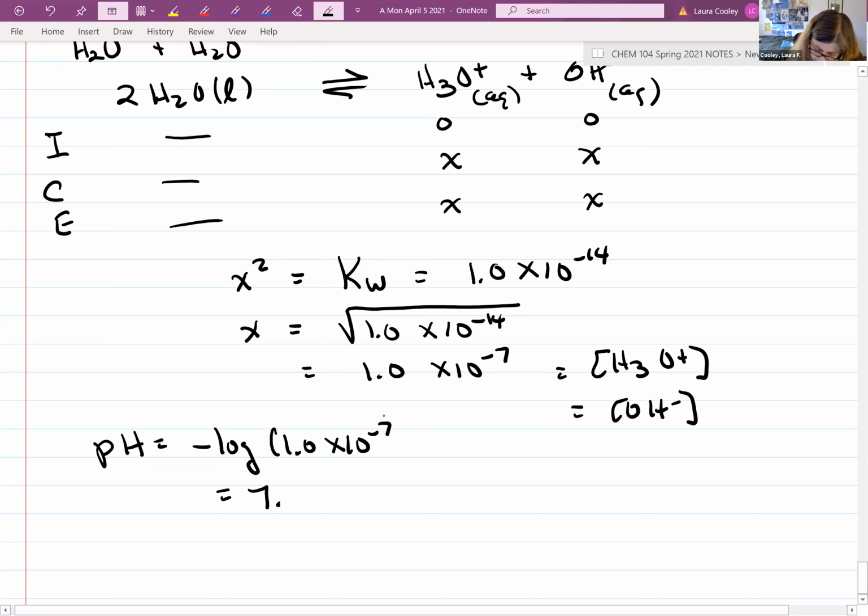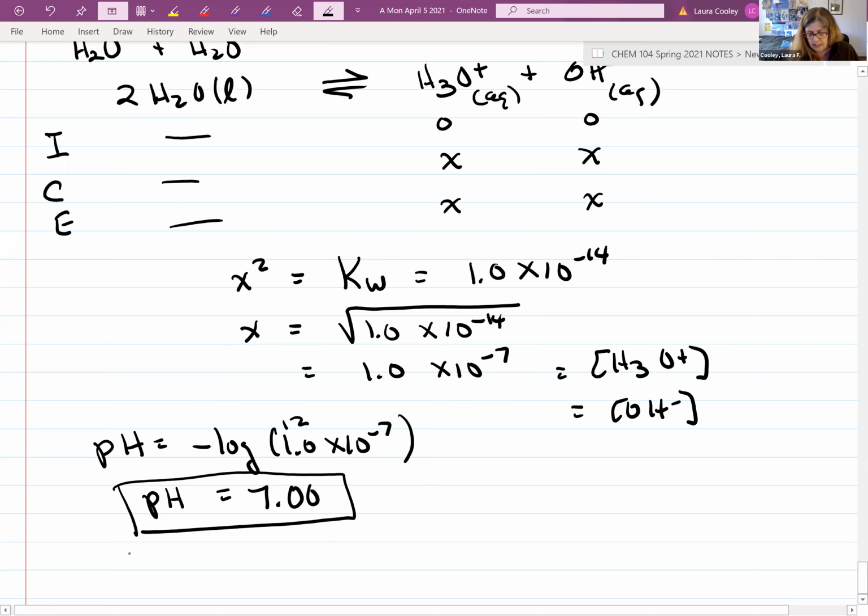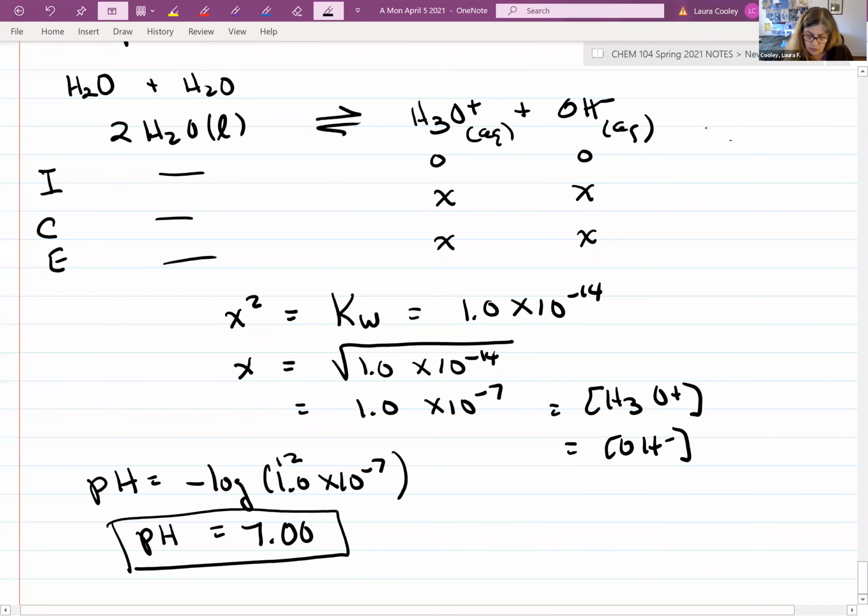Right, so this is 7.00 because there are 2 sig figs here. So that's the pH. It's also the pOH, but that's beside the point. Starting with the equilibrium for the autoionization of water, you can prove that x, which is the concentration of either one of these things, is 1 times 10 to the minus 7th. And that's why the pH is 7 for pure water.